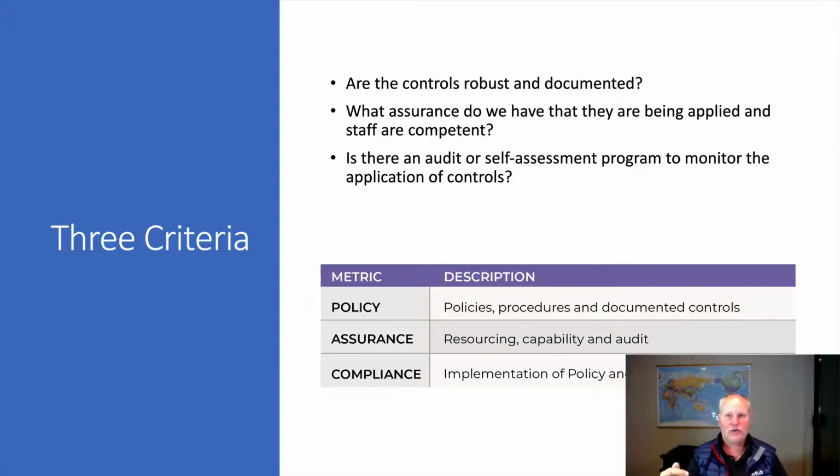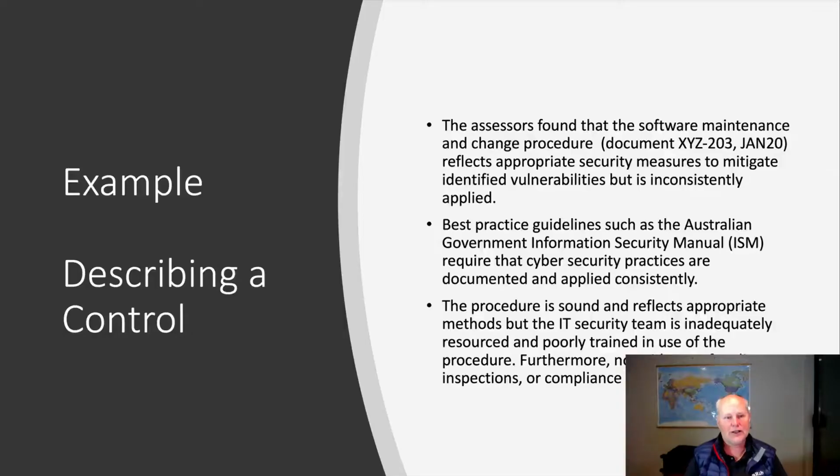You might even have assurance that everyone's trained in how to use the key in that lock. But if nobody actually goes around to check if the locks are still working or if the policy is being updated and all these sort of things, it's not a solid control. So they're the three criteria. And unlike mountain bikes, you not only get to choose all three, but you must have all three. So that's policy, assurance, and compliance.